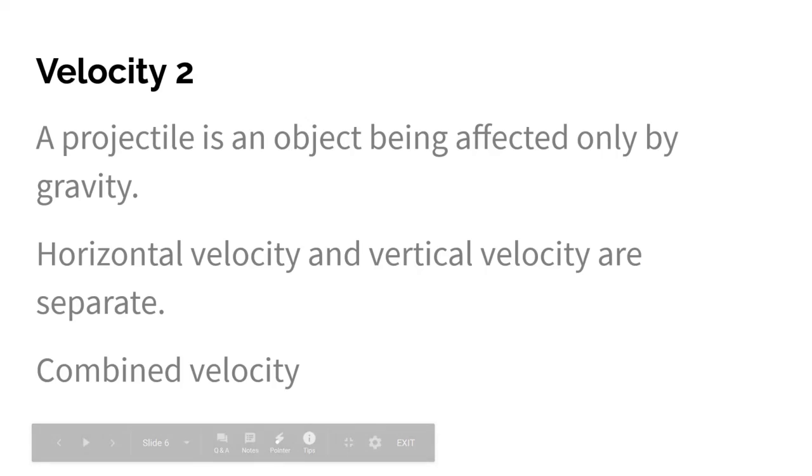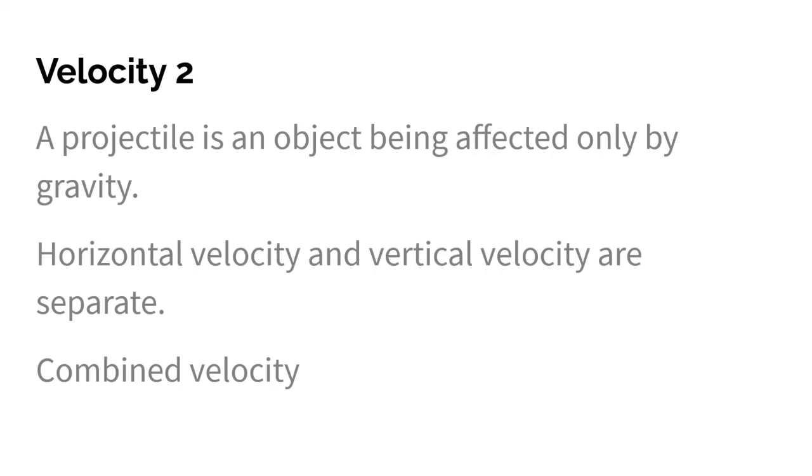Projectiles. A projectile is an object that is being affected only by gravity. No other forces are currently acting on the object. That means it is not being pushed or pulled. It is simply being brought down by gravitational forces. Much like a tennis ball is, in between it being hit by your racket and it being hit by the other person's racket. While it is in the air, it is considered a projectile.